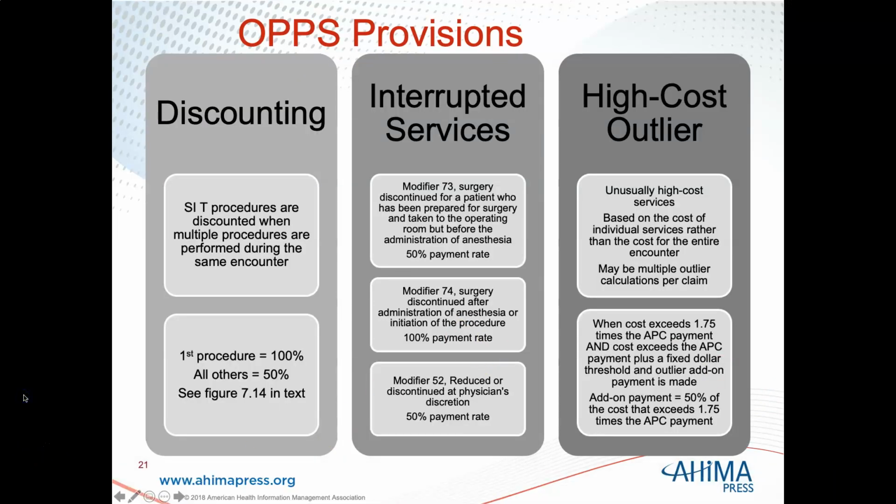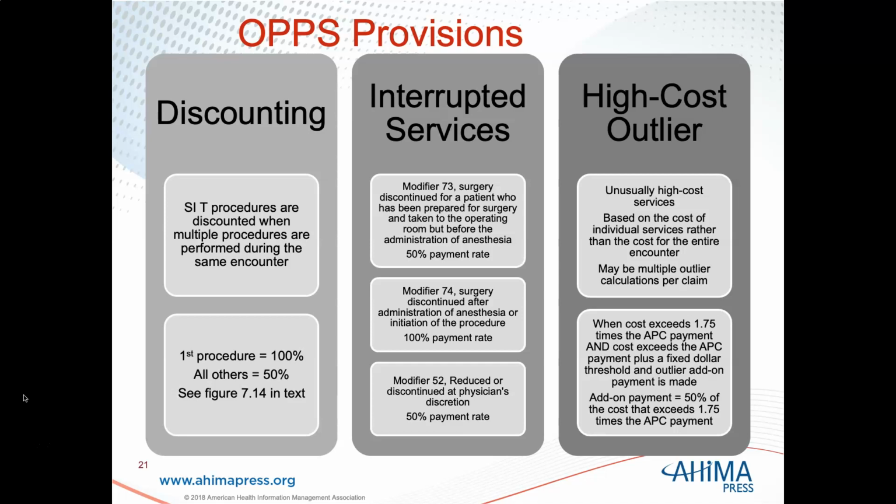So let's talk about OPPS provisions, and this starts at the bottom of page 163. There's discounting. Some SIT procedures are discounted when multiple procedures are performed during the same encounter. We talked about that, where the first procedure is 100%, all others are 50%. Make sure that you are very aware of that. Interrupted services, if they use modifier 73 because the surgery has been discontinued, that's 50% payment. Example, modifier 74, it's discontinued after anesthesia. That's 100% payment rate. Modifier 52 is reduced or discontinued at the physician's discretion. That's a 50% payment rate.